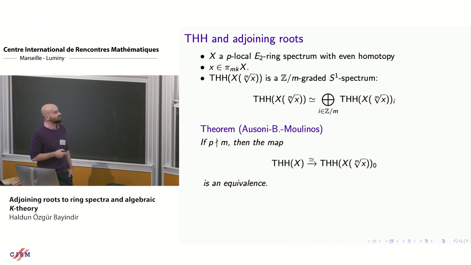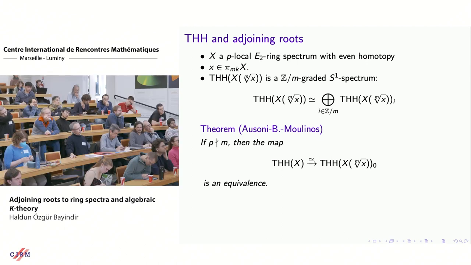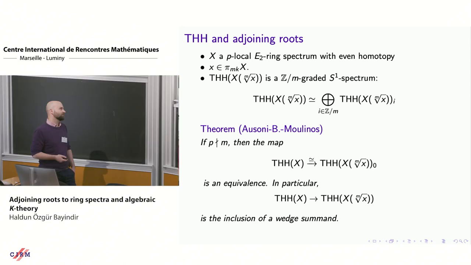And in this case, the weight zero piece in here, the zero summand, is precisely given by THH of X. So that map actually induces an equivalence to its image. Or another way of saying this is that this map is the inclusion of a wedge summand. So that's the first result.